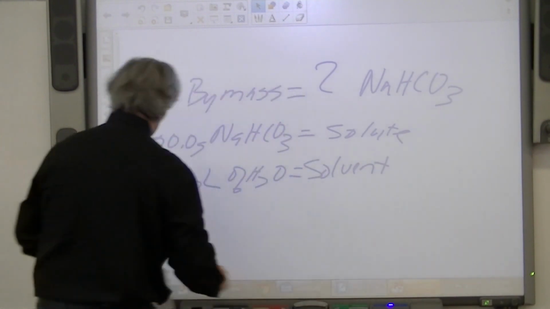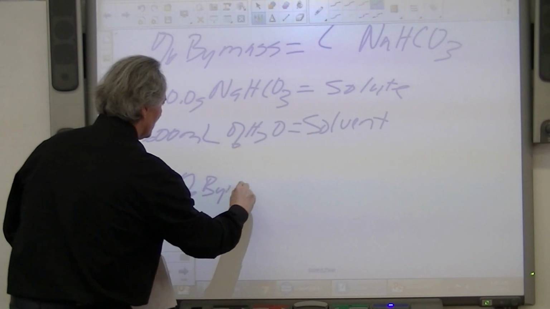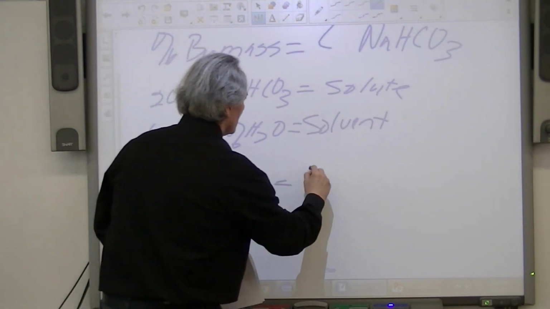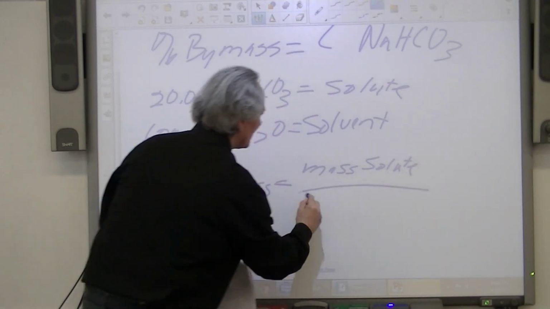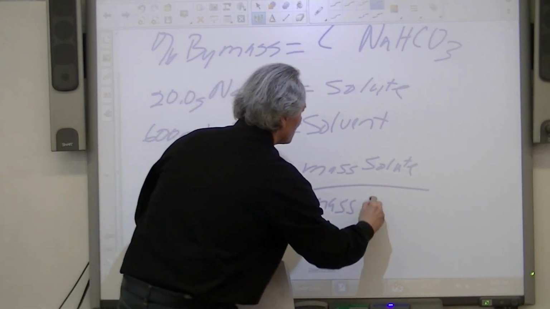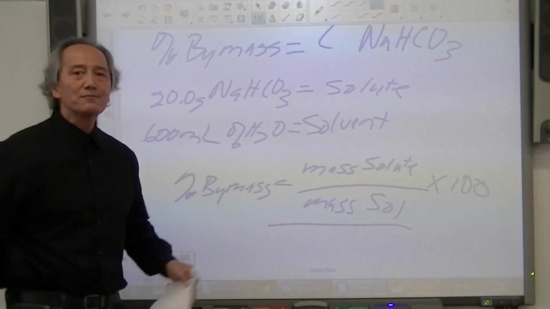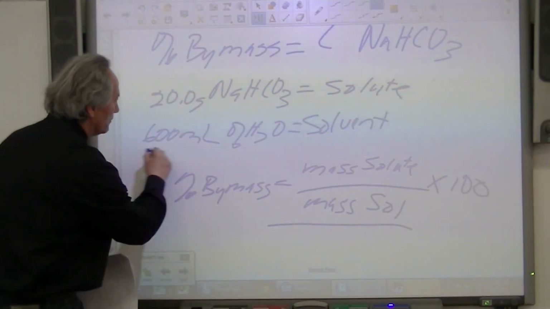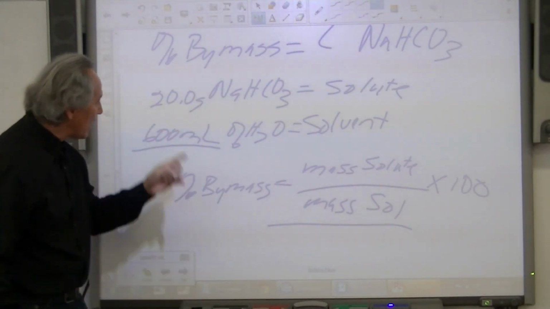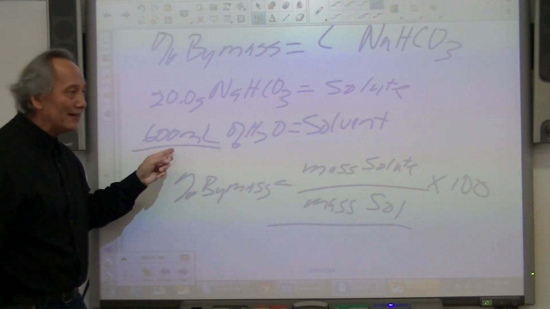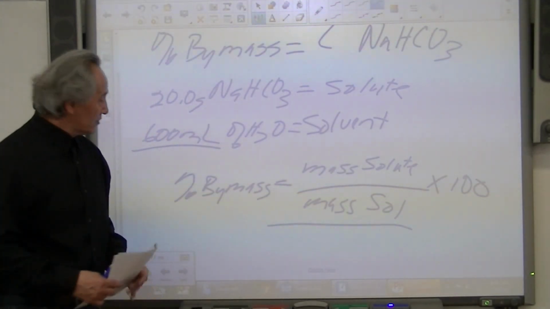Now note, in our calculation, let's rewrite this. Percent by mass equals mass of the solute divided by mass of the solution times, of course, 100. Now note that the mass of solution is mass. It is not a volume notation. So how do we convert the milliliters of water solvent to mass? What do we need to do?